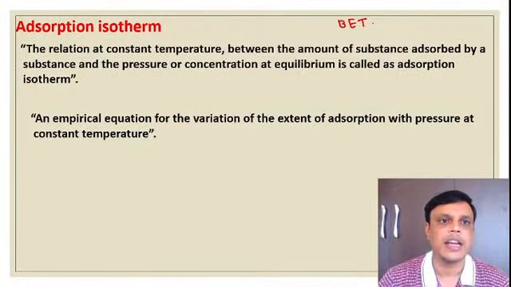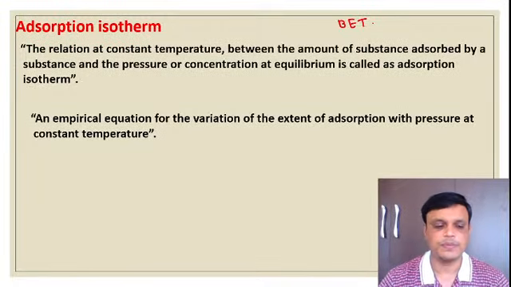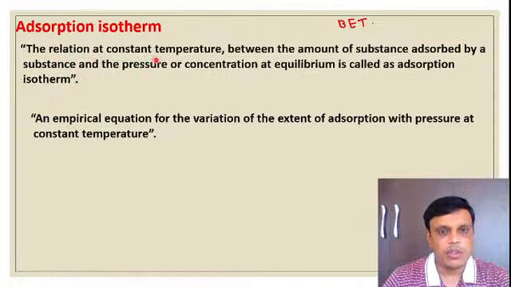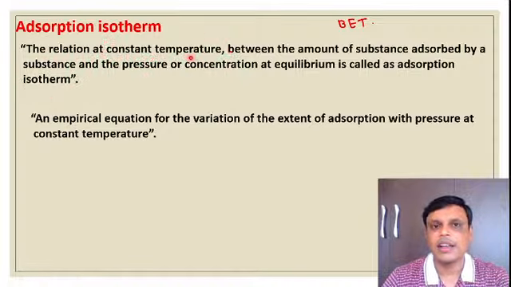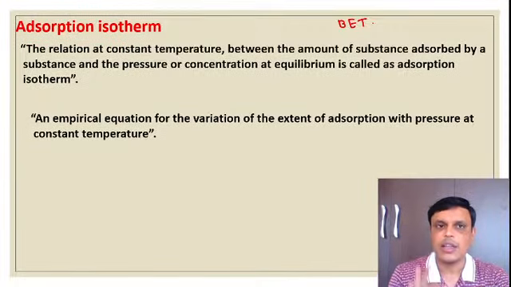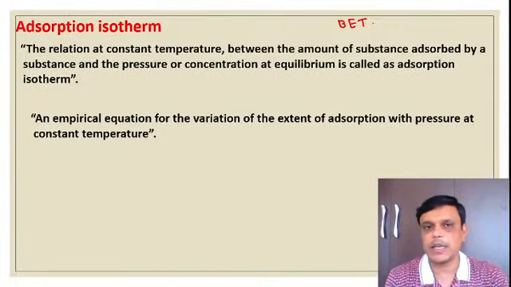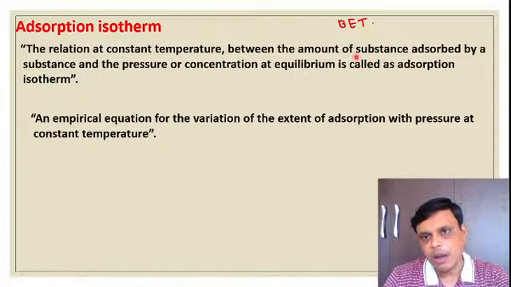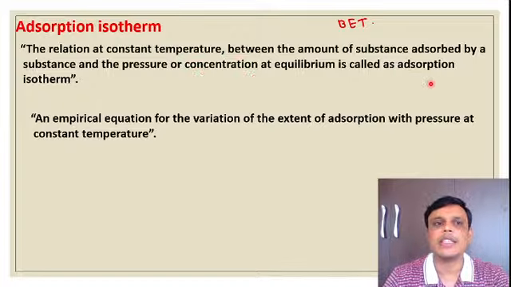So let us see the definition of adsorption isotherm first. If you have pen and notebook, you can write down this definition. The relation at constant temperature. Whatever relation we are going to show, that relation should be at constant temperature. Please remember this. So it is the relation at constant temperature between the amount of substance adsorbed by a solid substance and the pressure or concentration at equilibrium, and it is called an adsorption isotherm.